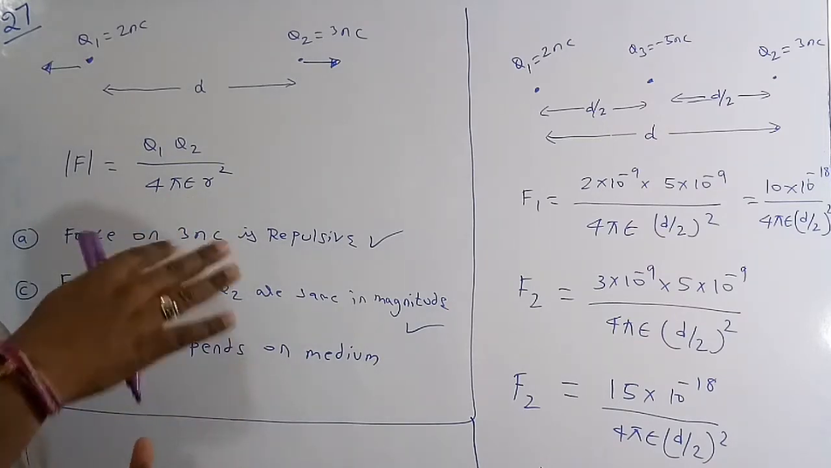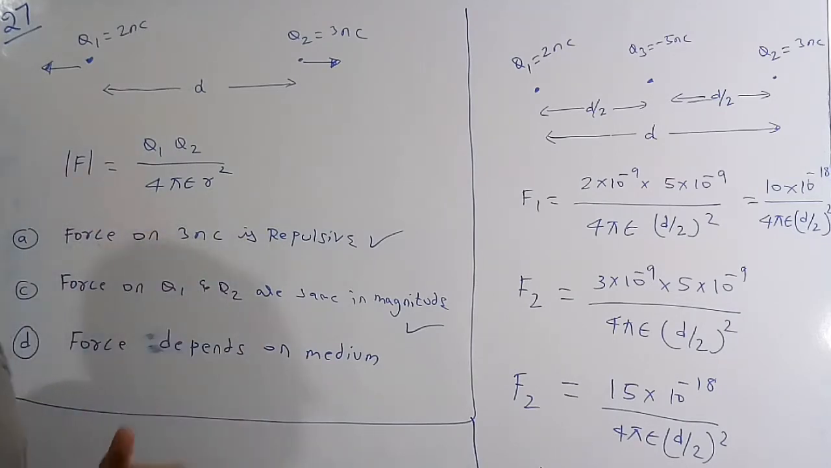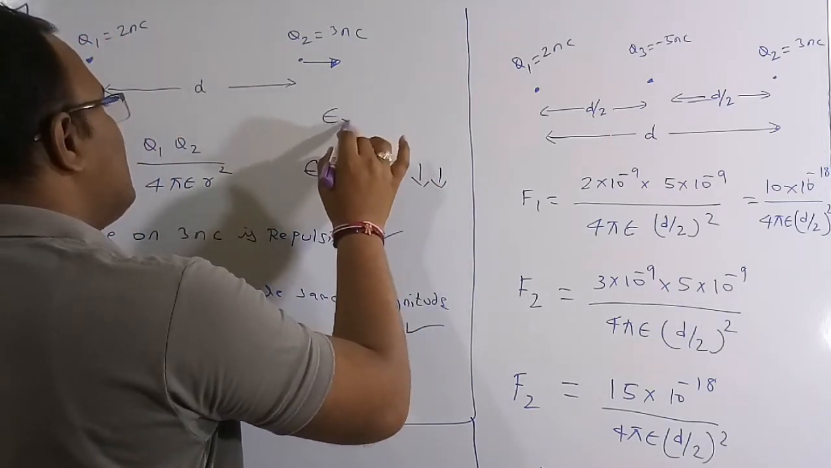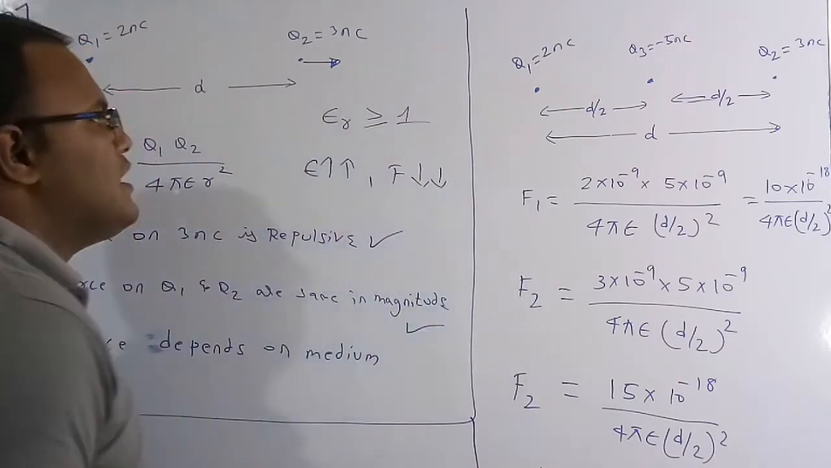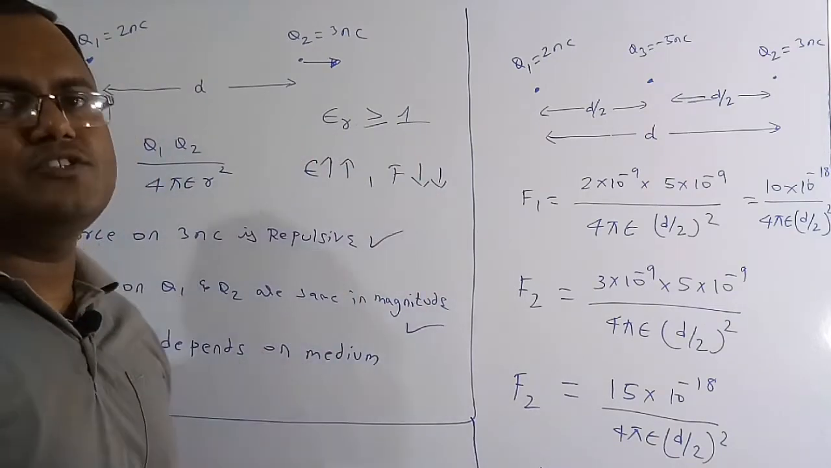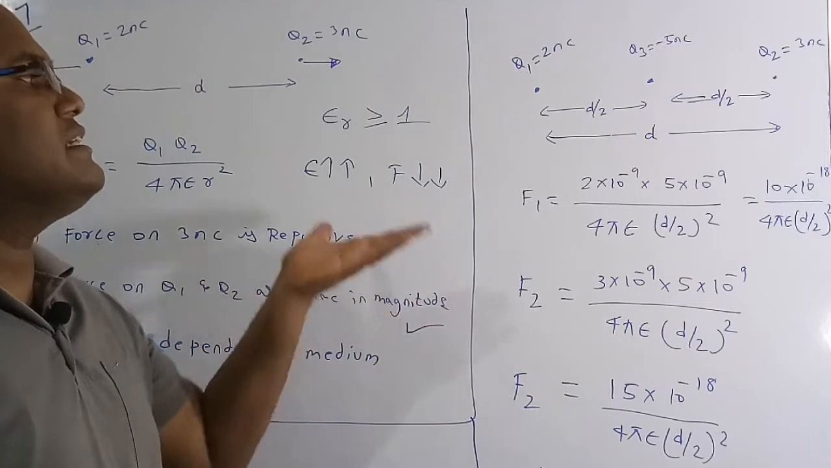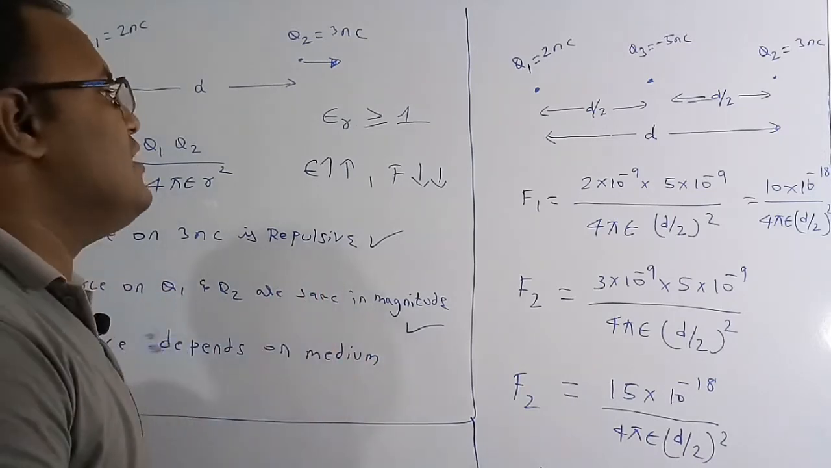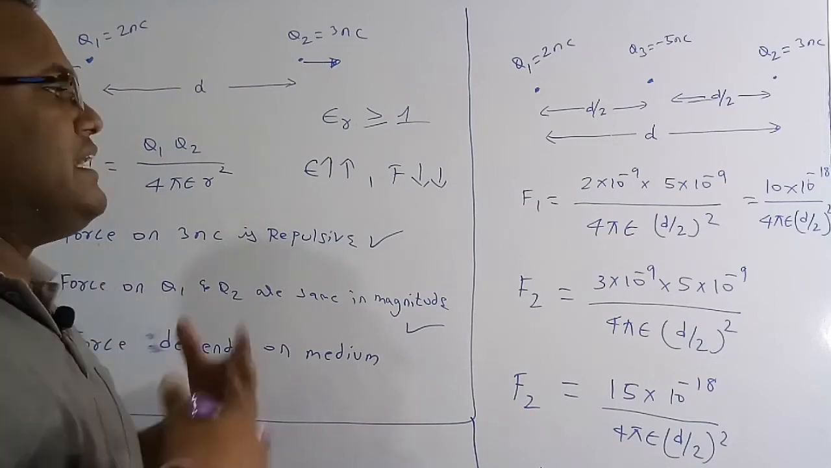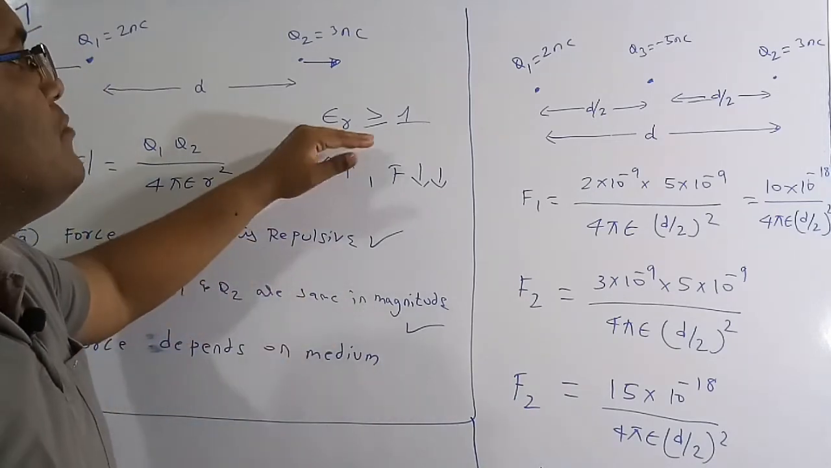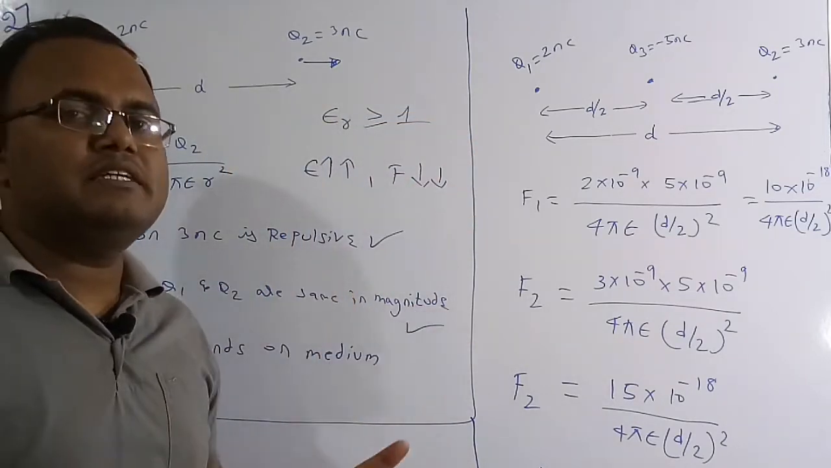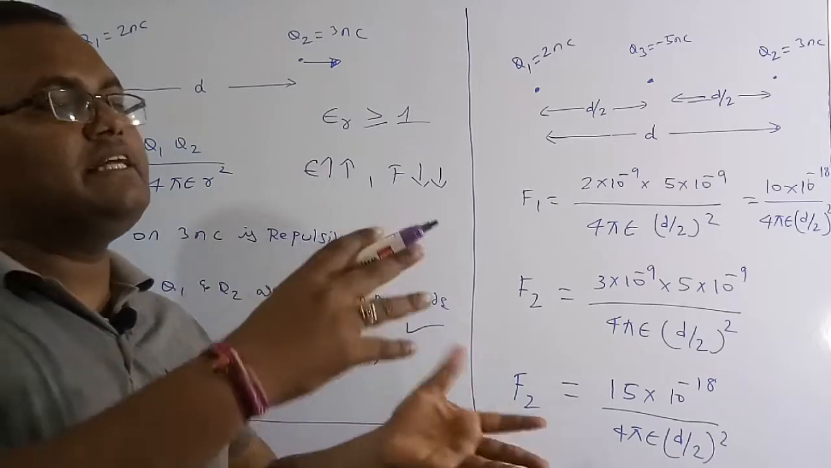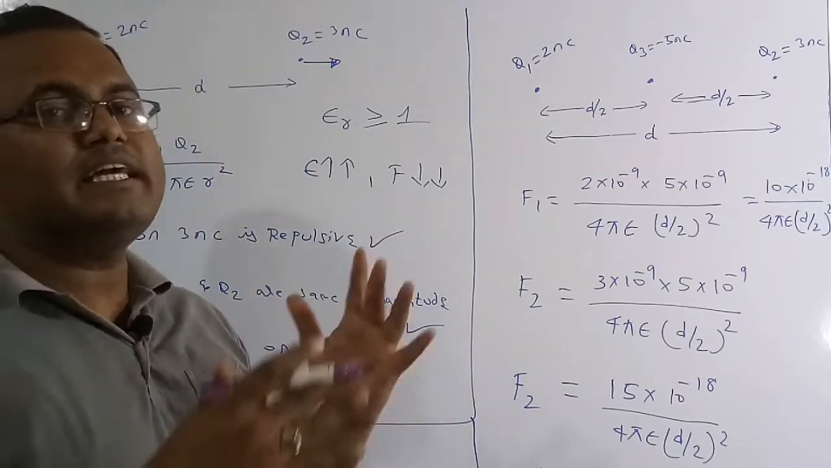Epsilon tells you the medium in which these charges are present. As the epsilon value increases, the force decreases. Except for air, the relative permittivity of any medium is always greater than or equal to 1. Only for air or vacuum it is 1, and for any other medium it is greater than 1. So the force between two charges is highest in free space or vacuum, and in any other medium it decreases. Permittivity is the opposition to an electric field in a given medium; it basically opposes the electric field in a medium.